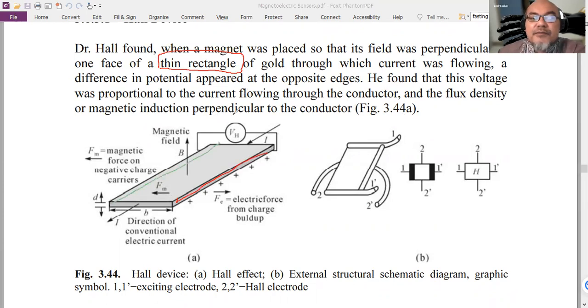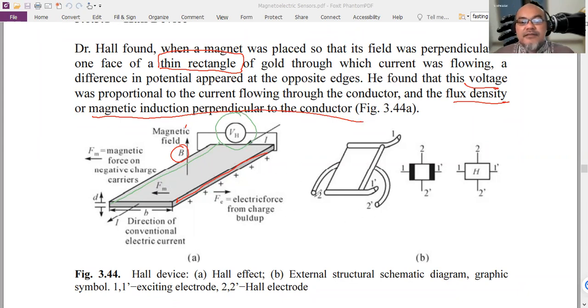He found that this voltage, called VH, was proportional to the current flowing through the conductor and to the flux density or magnetic induction perpendicular to the conductor. So again, the Hall voltage VH is proportional to the flux density B, and to the magnetic induction perpendicular to the conductor, shown here.